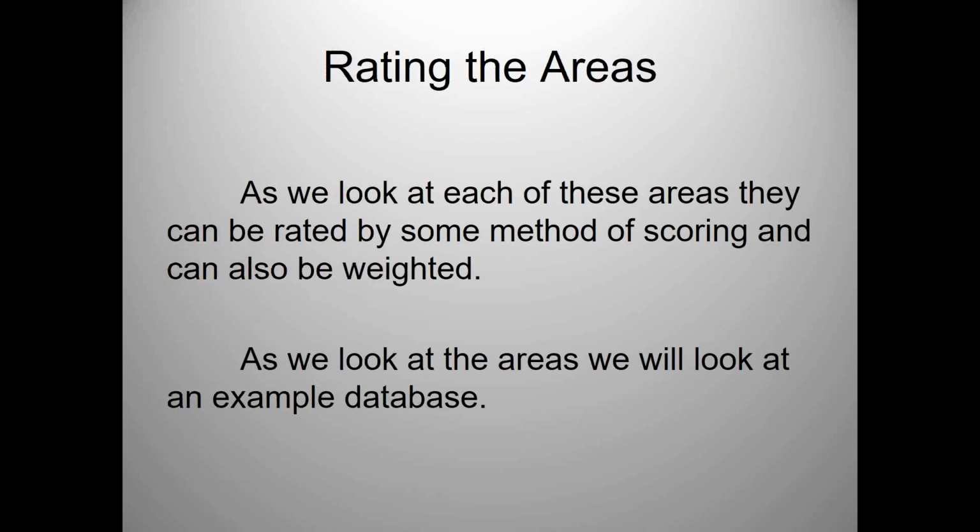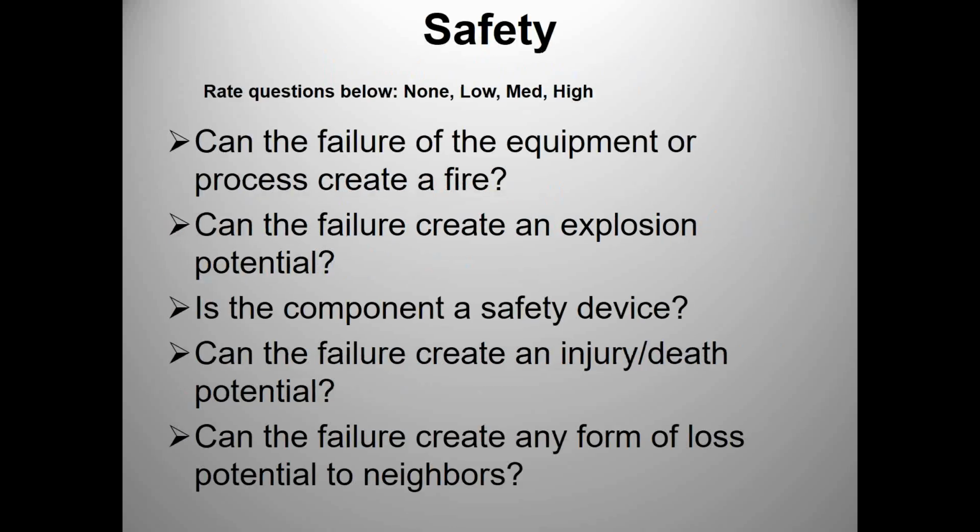As we look at each of these areas, they can be rated by some method of scoring, and they can also be weighted to know what the effects are going to be in each of these different areas. So as we look at these areas, we'll look at an example database to see how some of these things are going to weigh into your decision-making factors when you're doing the asset criticality. Here are some questions I always ask, or I like to see asked, when I do an asset criticality in the area of safety.